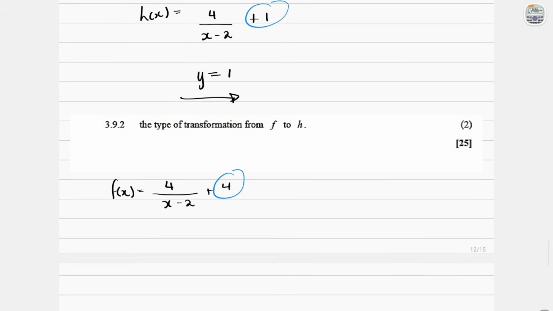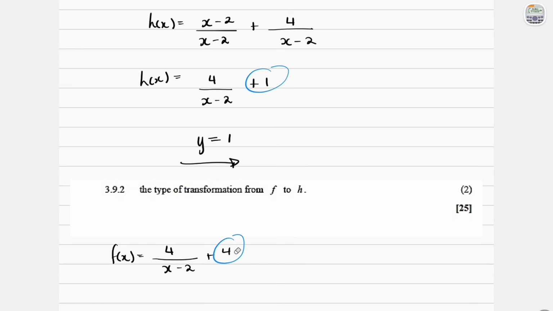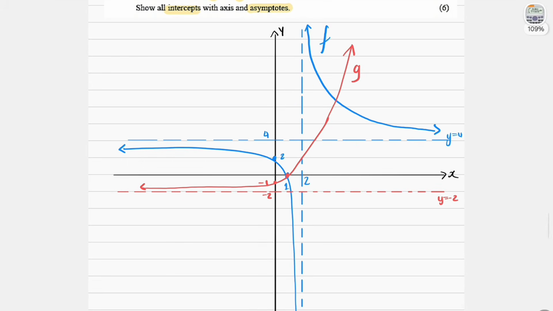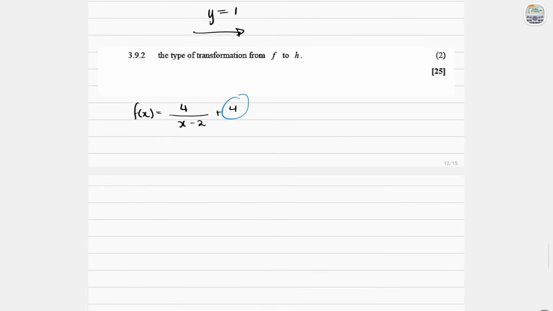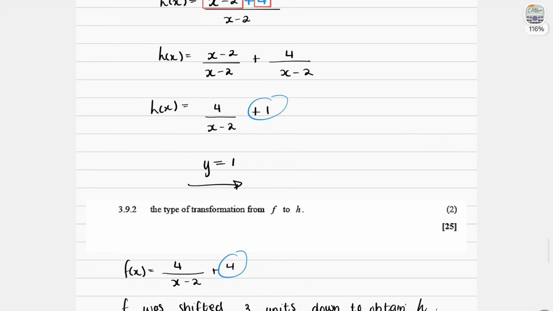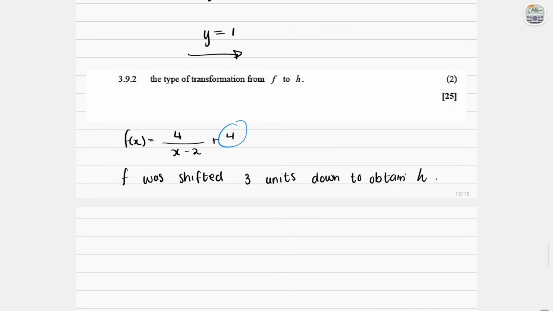So what did they do? You see that 4 is the horizontal asymptote of the graph of f. If that is what the horizontal asymptote used to be, the blue graph, 4, but now it is 1, then what did they do to this graph? If it went from 4 to 1, it means they shifted this graph down by 3 units. If you go to 4 and you go 3 units down, you get to 1. So f was shifted 3 units down to obtain h. And that is our answer. And that is it for question 3.